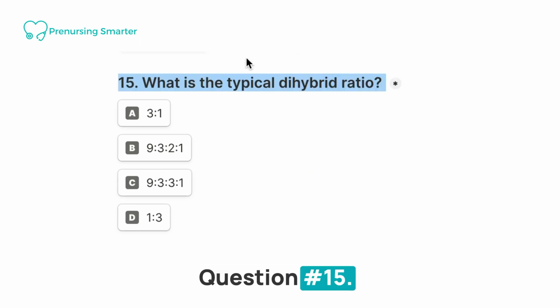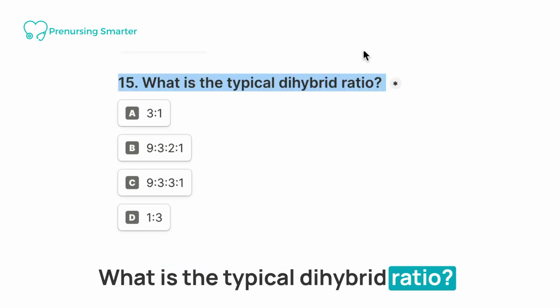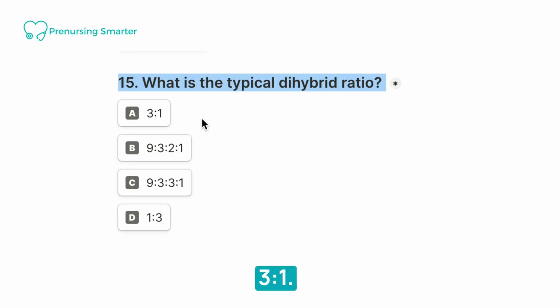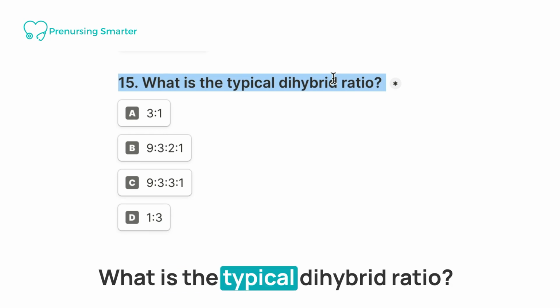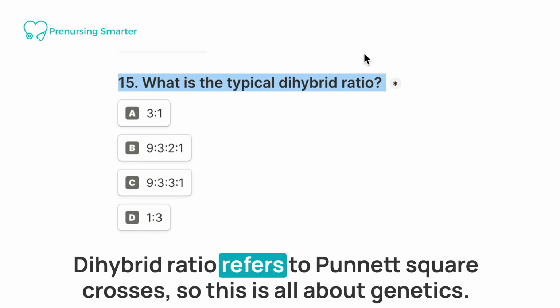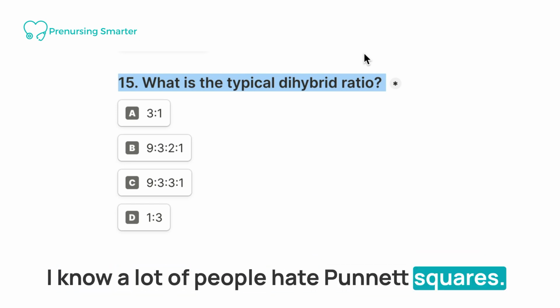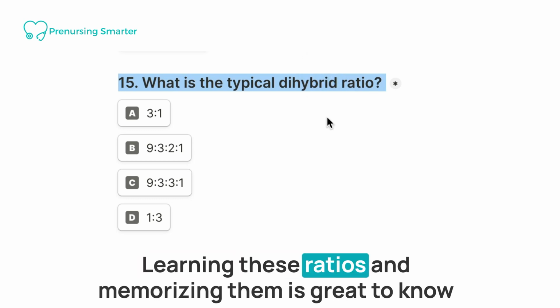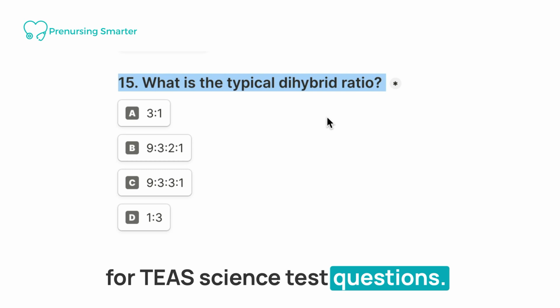Question 15. What is the typical dihybrid ratio? A, 3:1, B, 9:3:2:1, C, 9:3:3:1, D, 1:3. What is the typical dihybrid ratio? Dihybrid ratio refers to Punnett square crosses, so this is all about genetics. I know a lot of people hate Punnett squares. Learning these ratios and memorizing them is great to know for TEAS science test questions.